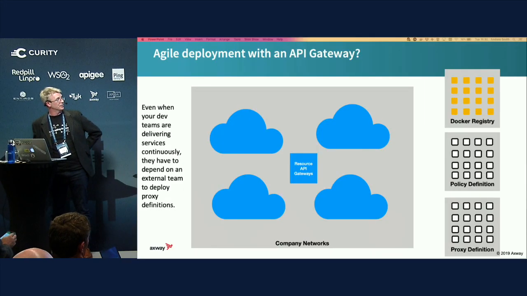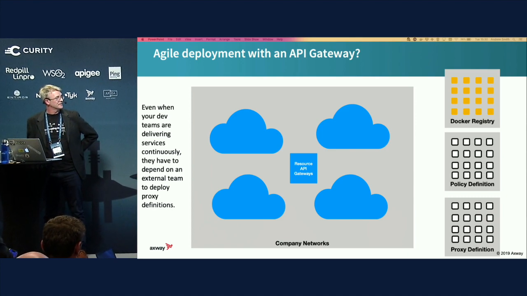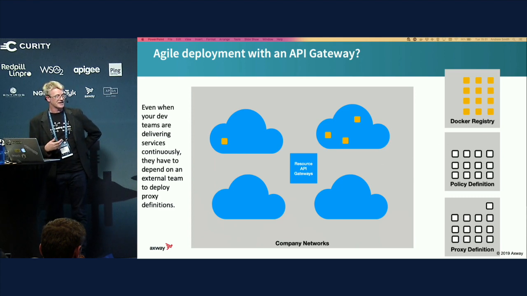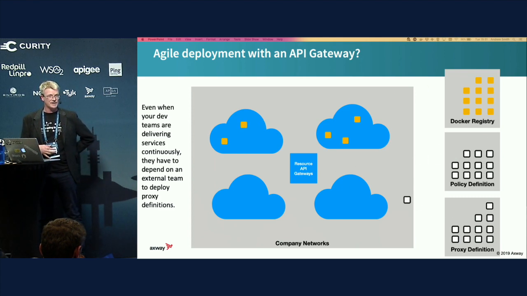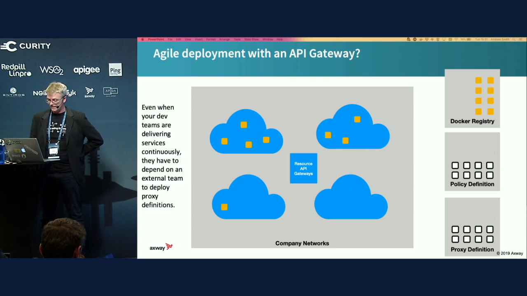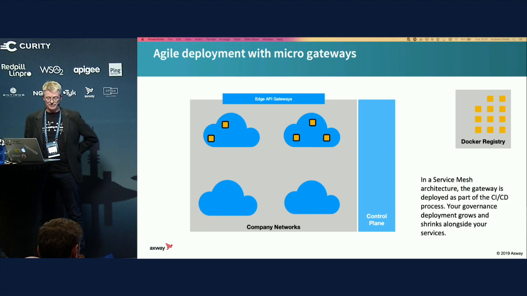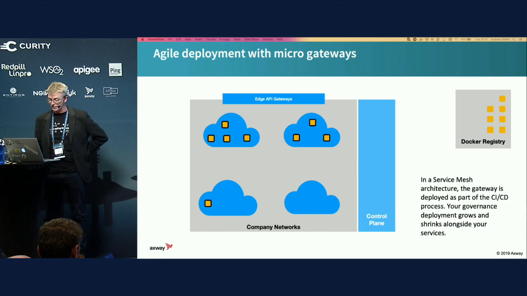And if we look at Agile deployment with a traditional API gateway, as you deploy your microservices, in some cases you might have a dependency on an external resource to create some kind of proxy definition on an API gateway. They might have to go in and attach a policy or even author a policy, but you've got this external dependency. And if you contrast that with Agile with a micro gateway, as the microservice is deployed using the service mesh pattern, that micro gateway, that sidecar, gets attached to your microservice automatically. It's part of the same CI/CD process.